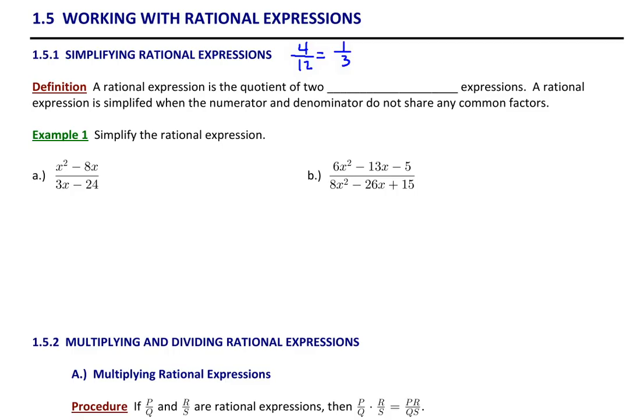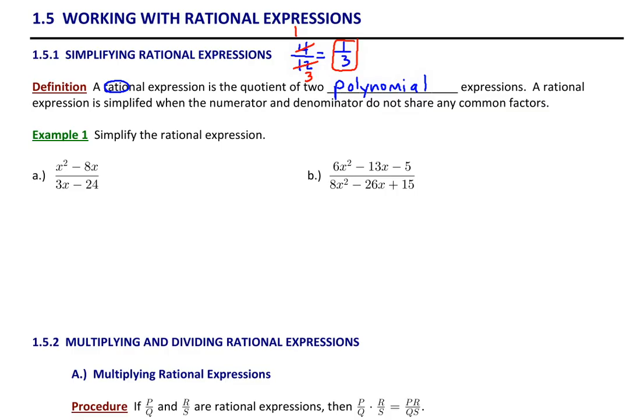But first of all, what is a rational expression? Here's the definition. Notice in the word rational, we can see the word ratio. So a rational expression is the quotient or ratio of two polynomial expressions. A rational expression is simplified when the numerator and denominator do not share any common factors. Again, back to our real number example, 4 divided by 12, the common factor there is 4. So if I divide the top by 4, I get 1. If I divide the bottom by 4, I get 3. And that reduces our fraction. We're going to apply that same principle to rational expressions.